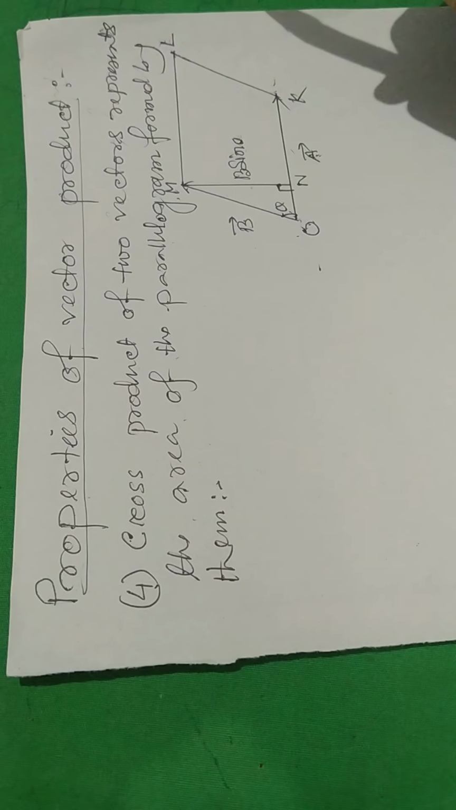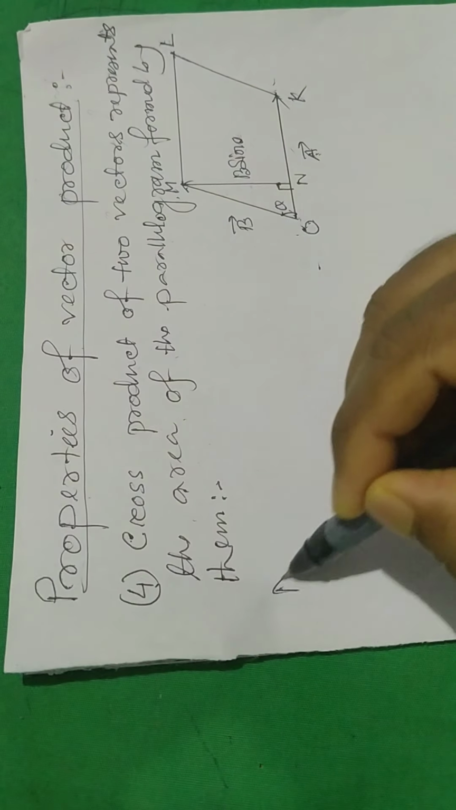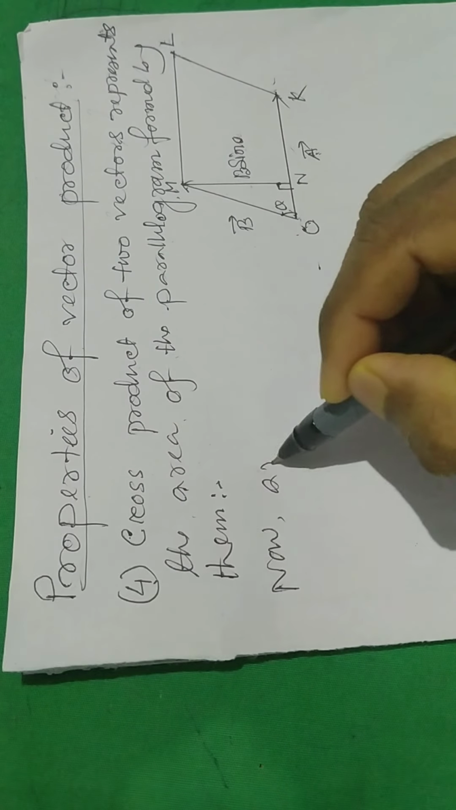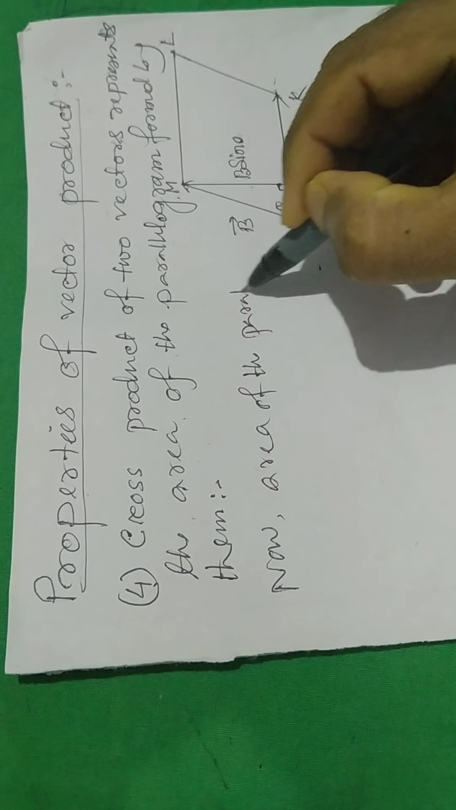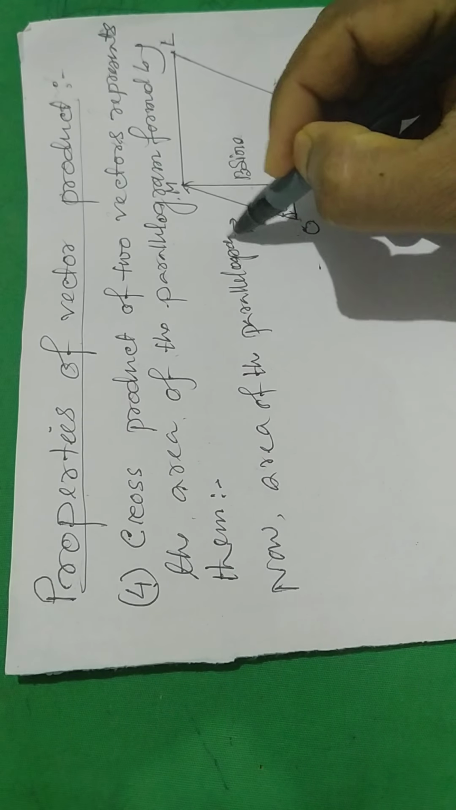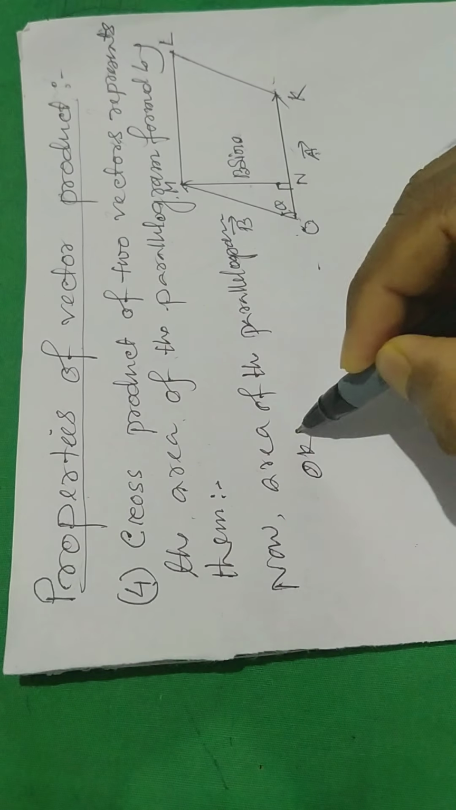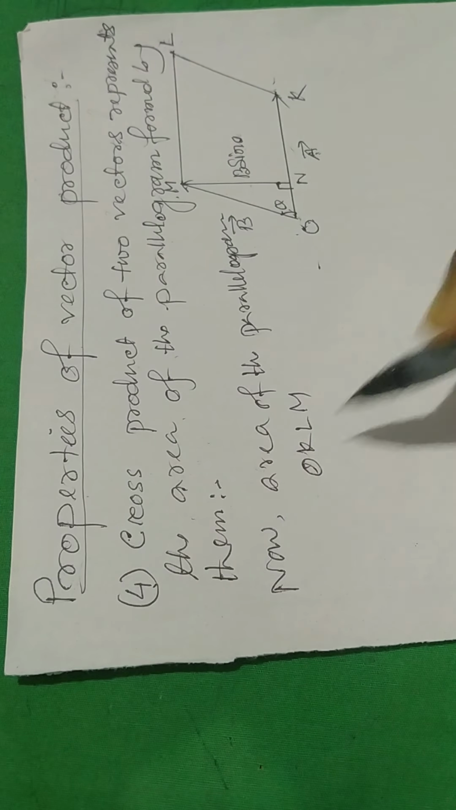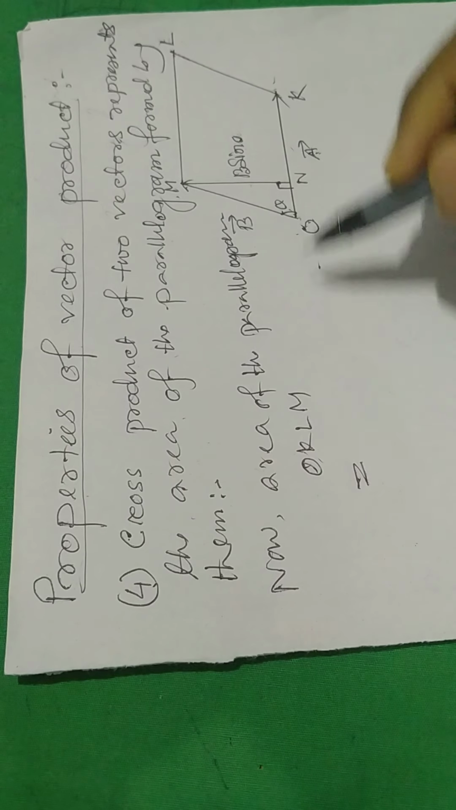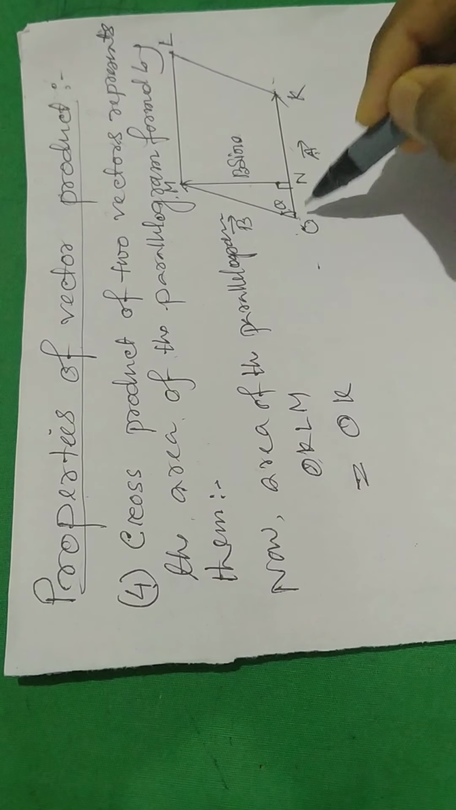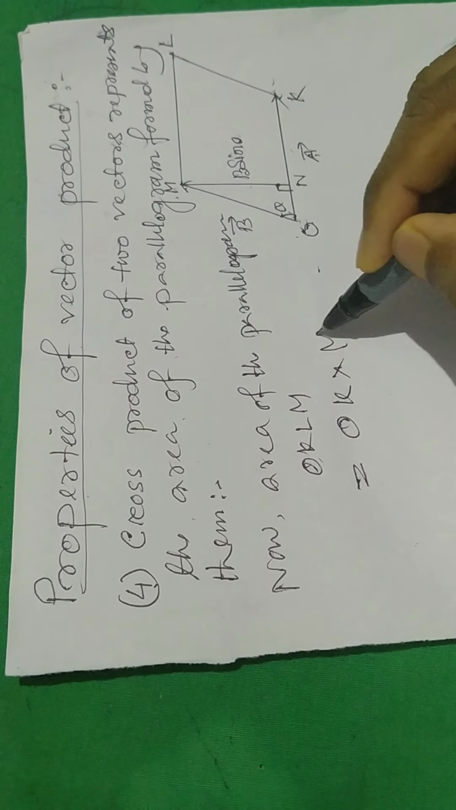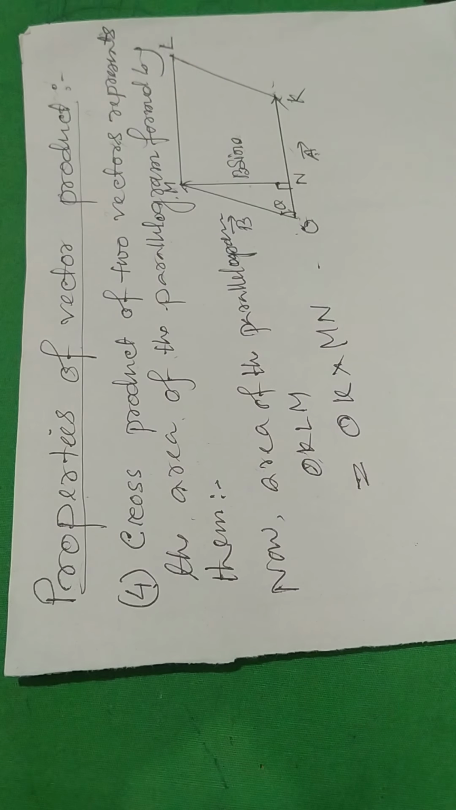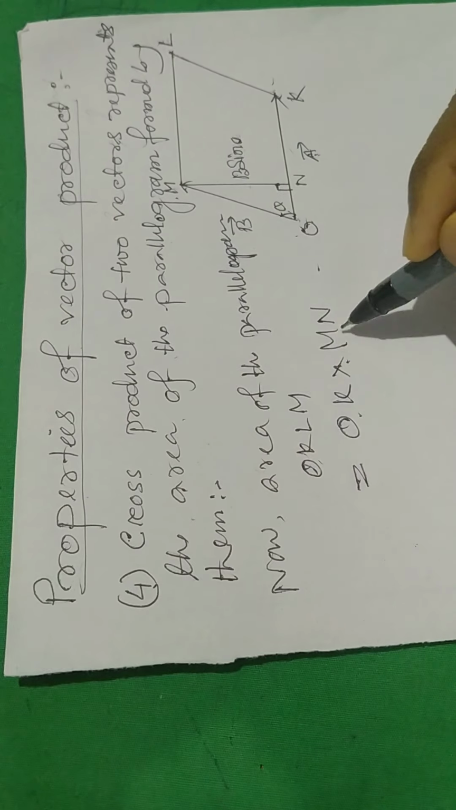Now the area of the parallelogram OKLM. Area of parallelogram equals OK into MN.